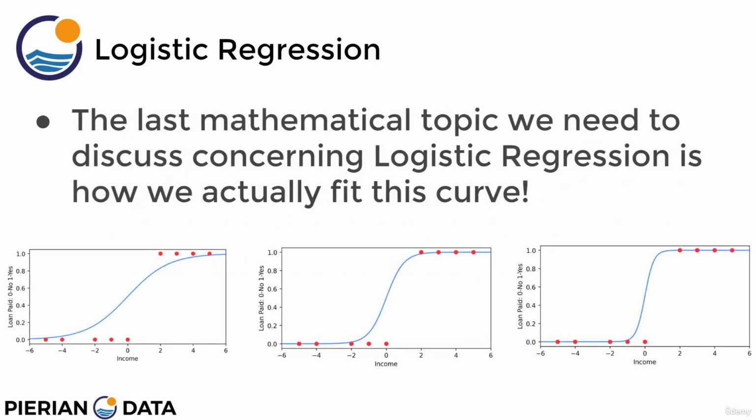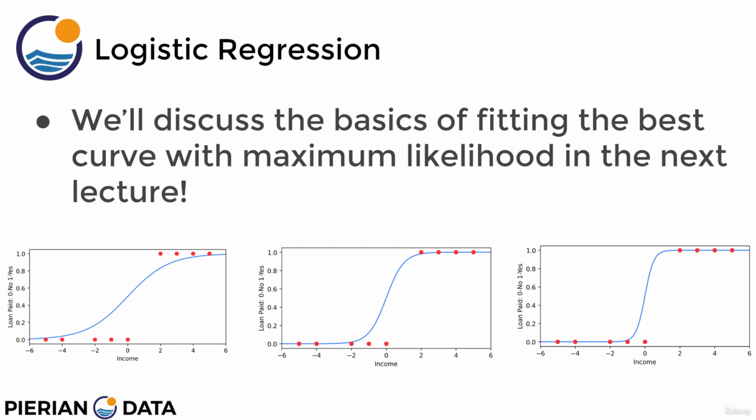So the last mathematical topic we need to discuss concerning logistic regression is how we actually fit this curve. You'll notice here I have 3 different logistic regression function calls, and they are actually all, in a sense, fitting to these points, but which one is fitting the best? We'll actually discuss the basics of fitting the best logistic regression curve with something called maximum likelihood in the next lecture. Previously, we fit using residual sum of squares, but we can't actually use that for logistic regression.